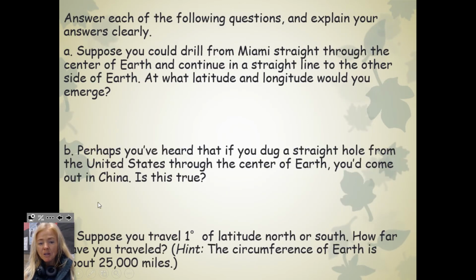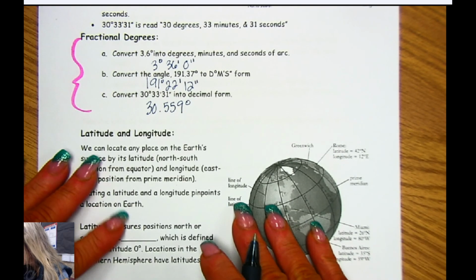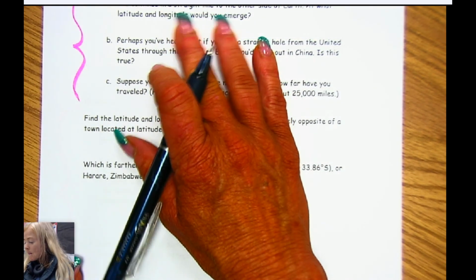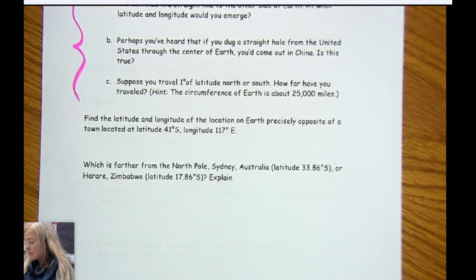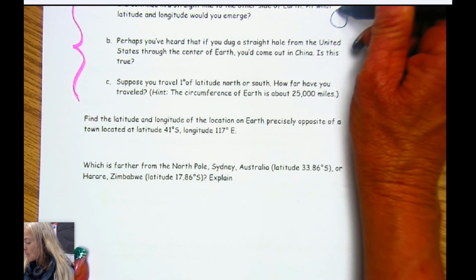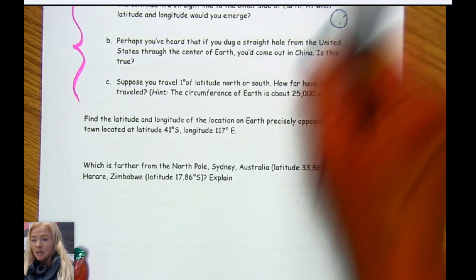We're going to do a few questions here. And again, I like to go back to my notes so that I can answer them more easily. So suppose you could drill from Miami straight through the center of the Earth and continue in a straight line to the other side of the Earth. At what latitude and longitude would you emerge?